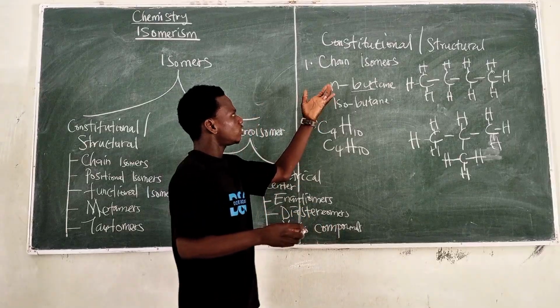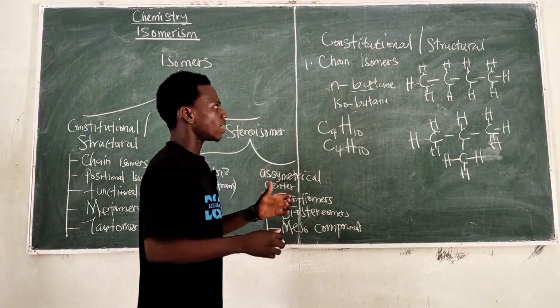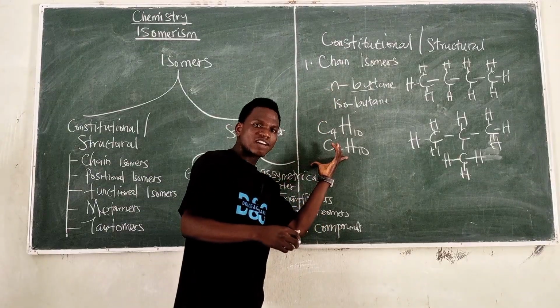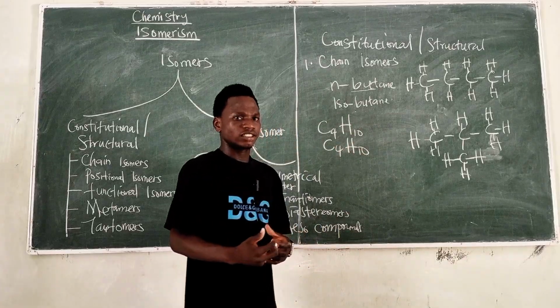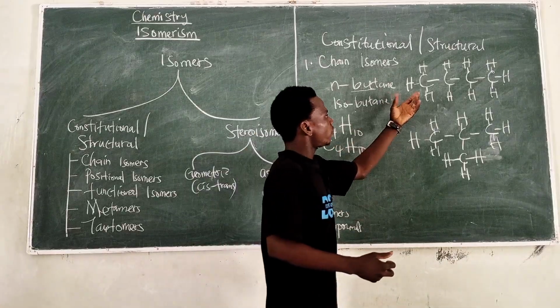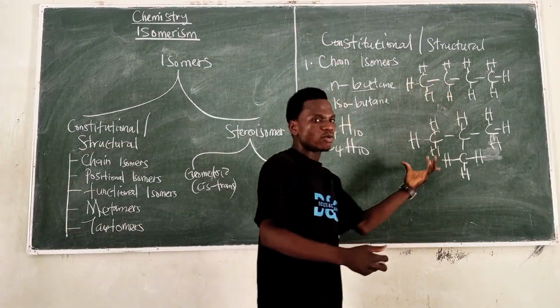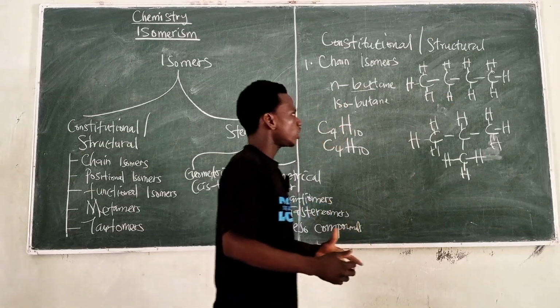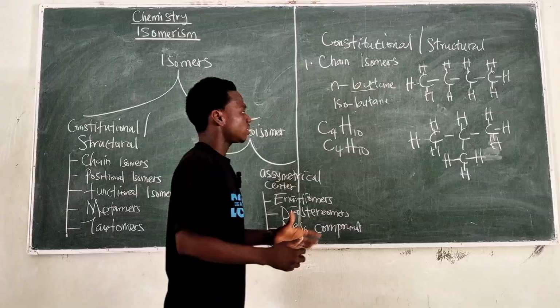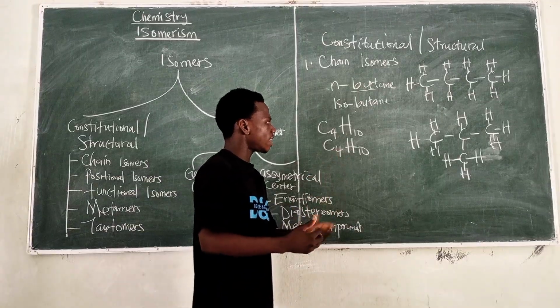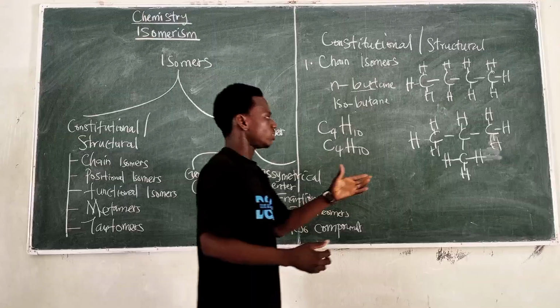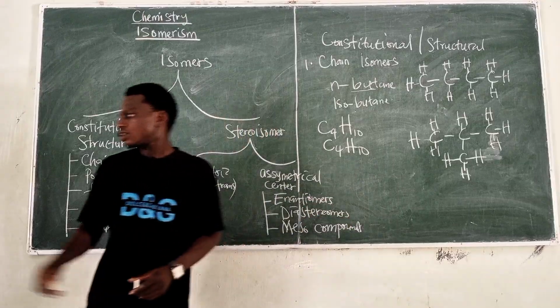So chain isomers are isomers with the same molecular formula but different carbon skeleton chain. We have a linear and then we have a branch. So they are isomers existing in the same functional group with the same molecular formula but different structures.